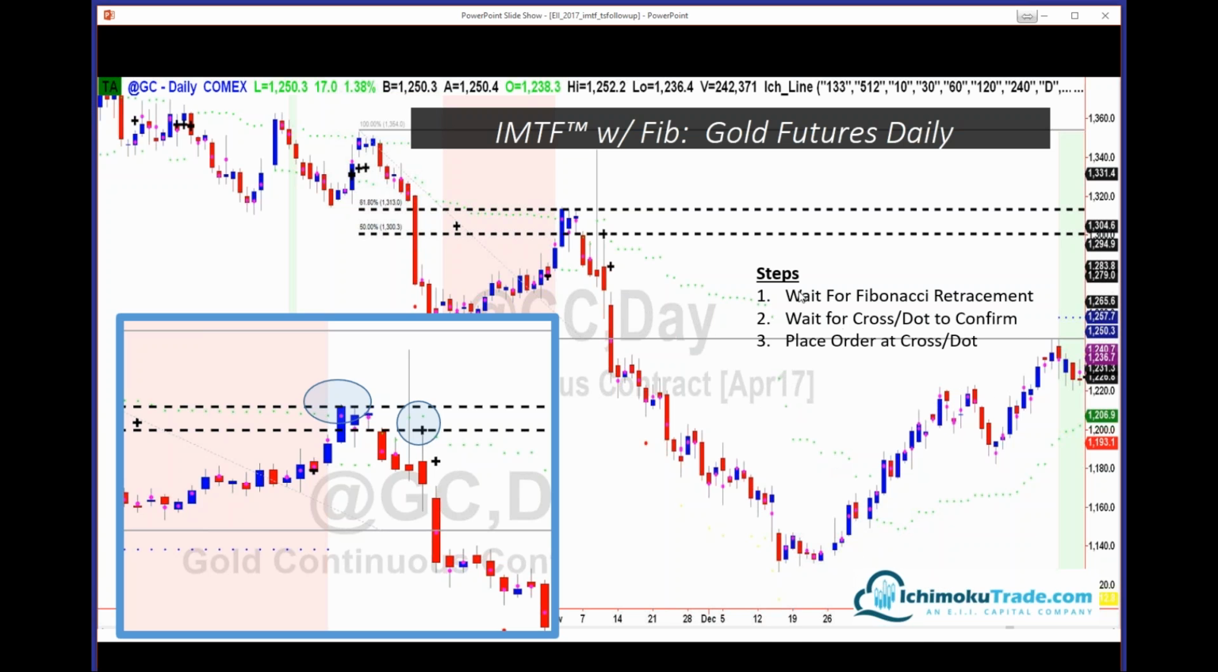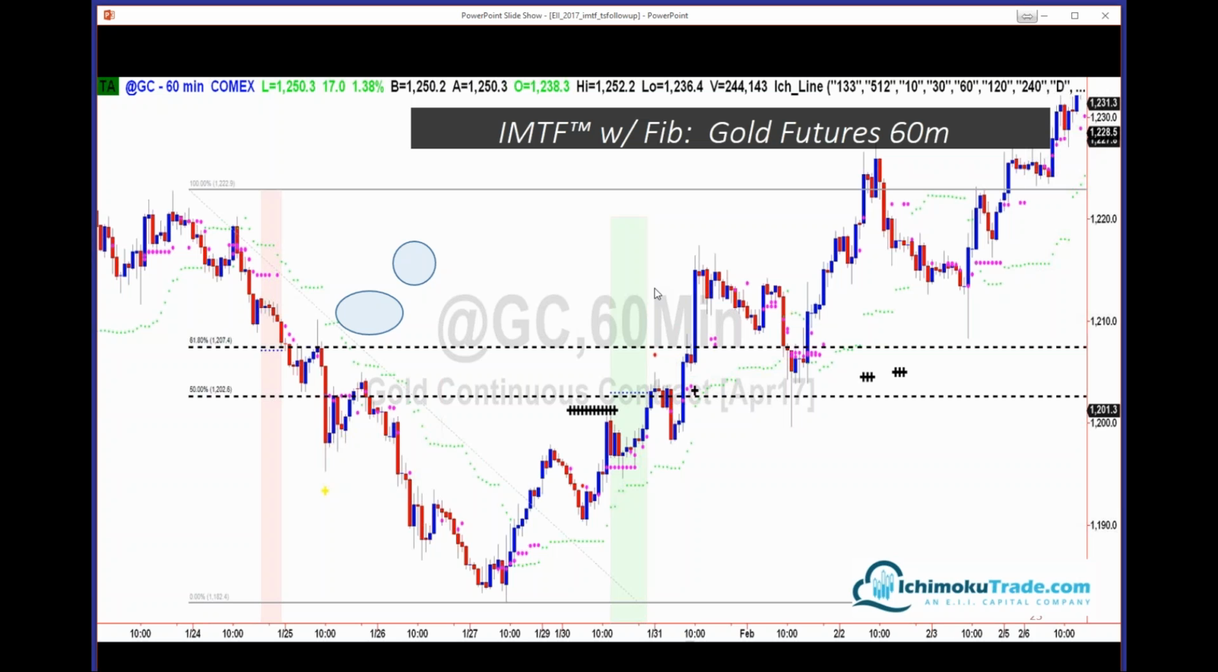Okay, so in here the steps that we followed were: wait for Fibonacci retracement, wait for a cross dot to confirm, place order at the dot cross. That's basically the rules that we followed here for this trade with Fibonacci along with the IMTF indicator. Okay, here's an example of where it didn't work and it kept you out of losing.